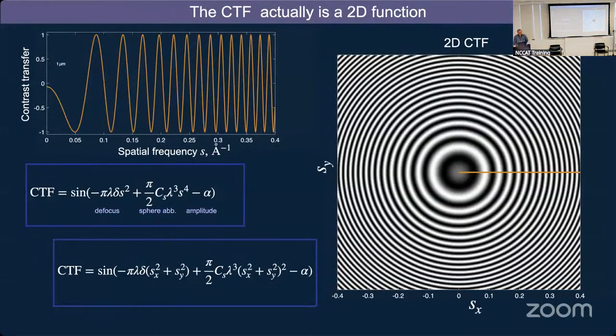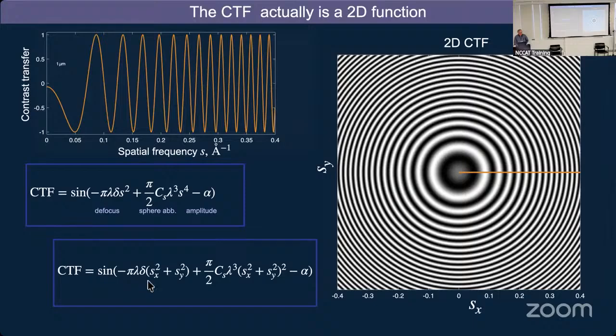Okay. The contrast transfer function is actually a two-dimensional function. So if I were to plot it in 2D, here's what it would look like. And if I just take the section along this orange line, that is what I would see, right? The 1D function I was talking about before.